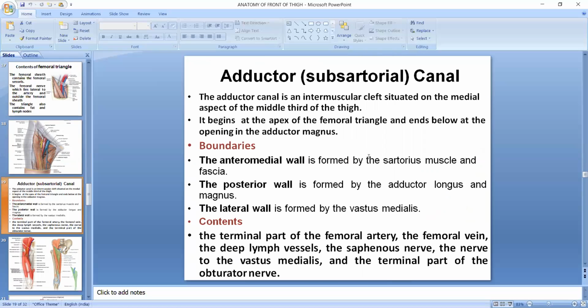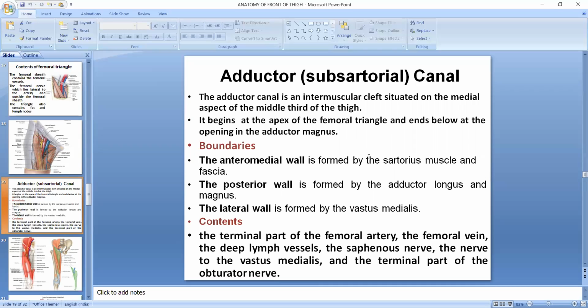Adductor canal. The adductor canal is an intermuscular cleft situated on the medial aspect of the medial third of the thigh. It begins at the apex of the femoral triangle and ends below at the opening in the adductor magnus.